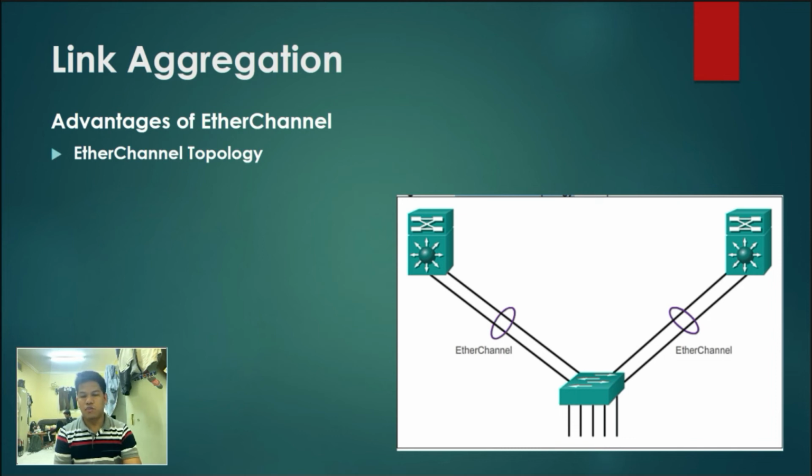And for the advantage of EtherChannel topology, as shown in this figure, most configuration tasks can be done on the EtherChannel interface instead of its individual ports, ensuring configuration consistency throughout the links. EtherChannel also provides redundancy because the overall link is seen as one logical connection.